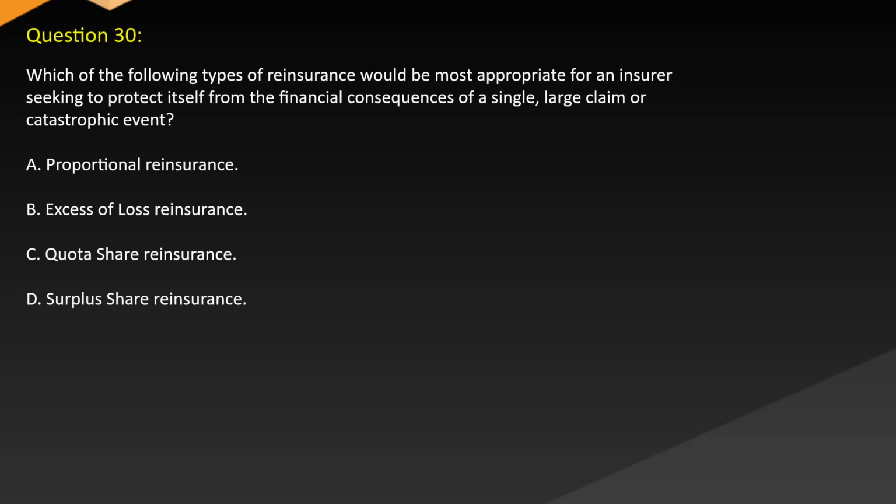Question 30. Which of the following types of reinsurance would be most appropriate for an insurer seeking to protect itself from the financial consequences of a single large claim or catastrophic event? A. Proportional reinsurance. B. Excess loss reinsurance. C. Quota share reinsurance. D. Surplus share reinsurance.